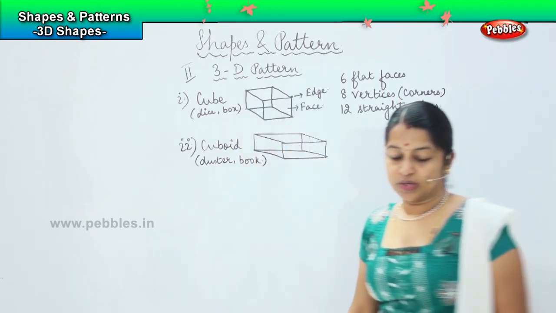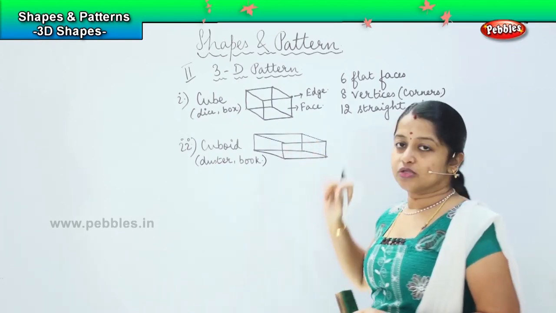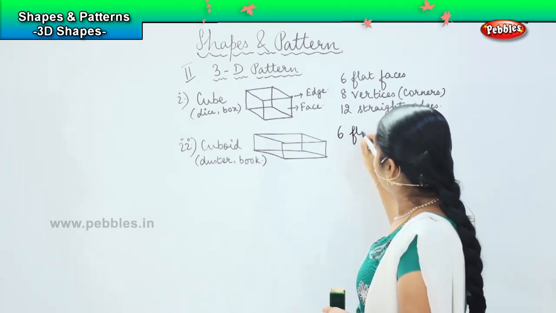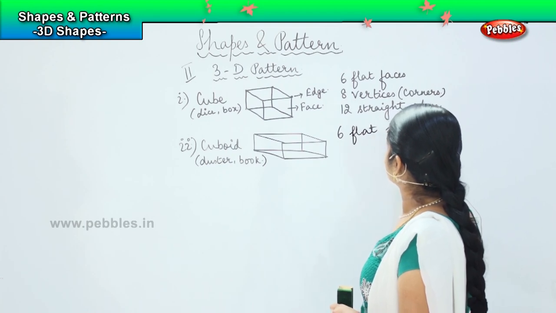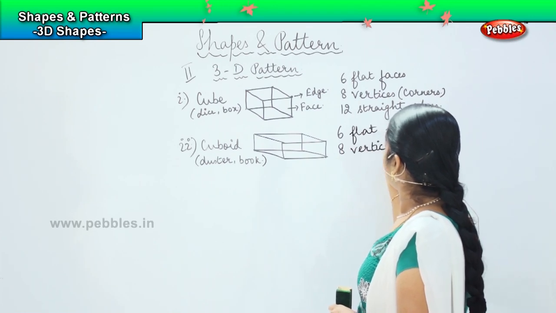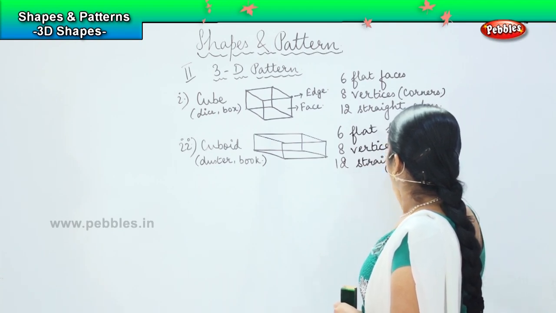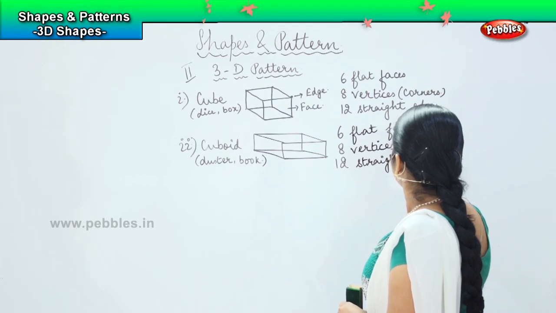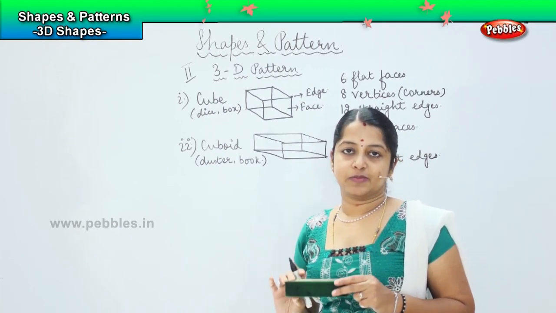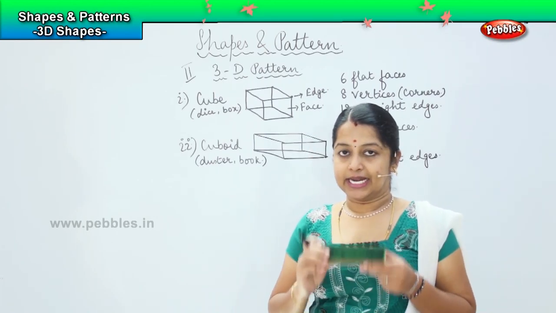Okay. So now let us take here the example of a duster. Okay. So cuboid has also got the same features of a cube. Same, it has got six flat faces. It has got eight vertices. And it has got 12 straight edges. Okay. So now we will be seeing it with the live experiment. Okay. So coming to the face part, I said it has got six faces. Let us count.